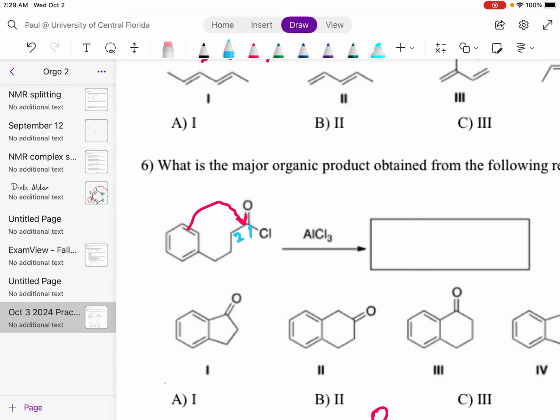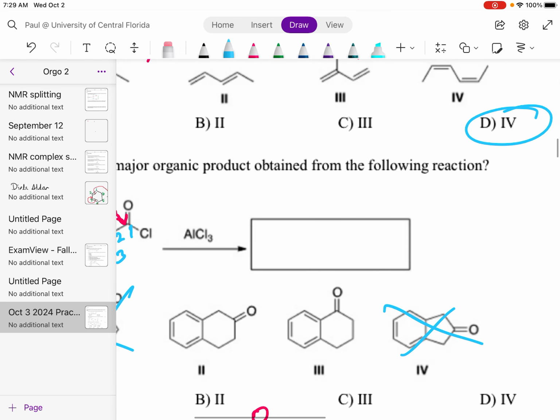Okay. And so how big is the ring going to be? We have 1, 2, 3, 4, 5, 6. It's going to form a 6-membered ring. And so if we look at a 6-membered ring there, then we can definitely say that's off the table. And that's off the table.